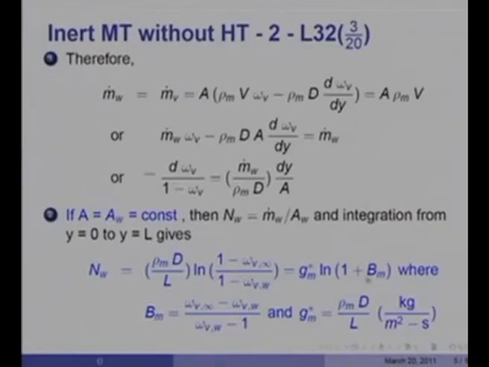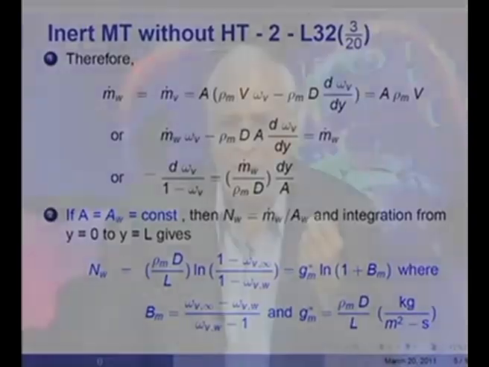and when written in this form, B m is called the driving force for mass transfer to occur, and it is given in this fashion. So, you get a very simple logarithmic formula for mass flux, or the instantaneous evaporation rate of water.